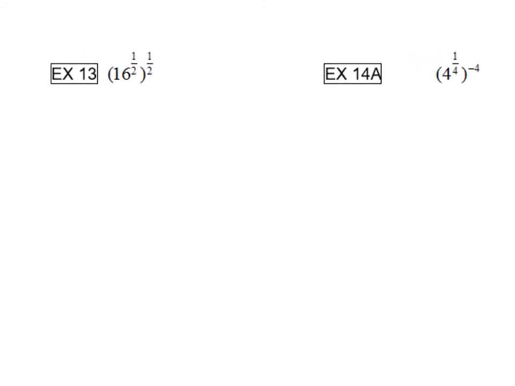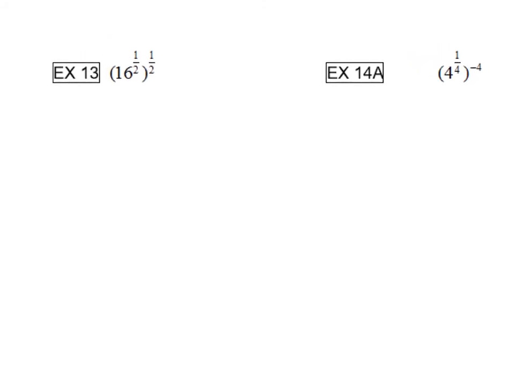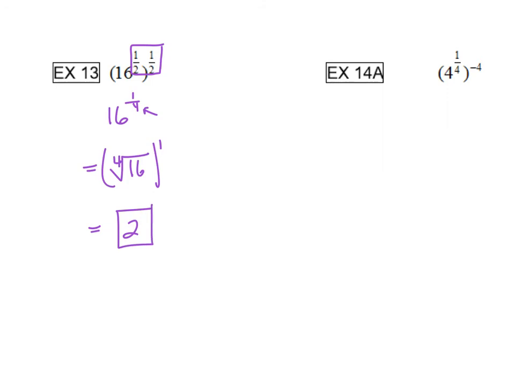Example 13, we have 16 to the 1/2 power raised to the 1/2 power. So again, here's an exponent raised to an exponent. So our exponent property tells us to multiply that. So really that's 16 times 1/2 times 1/2 is 1/4. And then we're going to rewrite that in what we call radical form with the root. So it's the 4th root of 16 raised to the power, which is 1. 4th root of 16 is 2, because if you multiply a 2 4 times, you will get 16. And 2 raised to the 1st power is just 2. So there's our final answer.